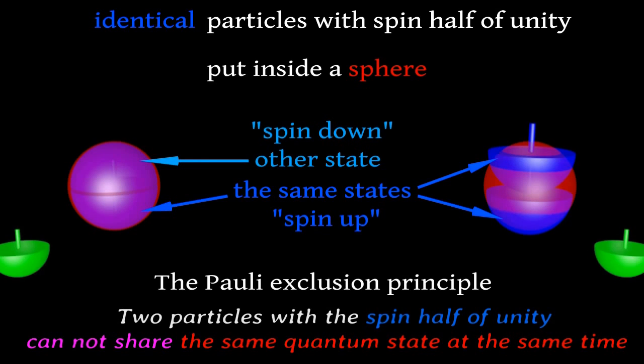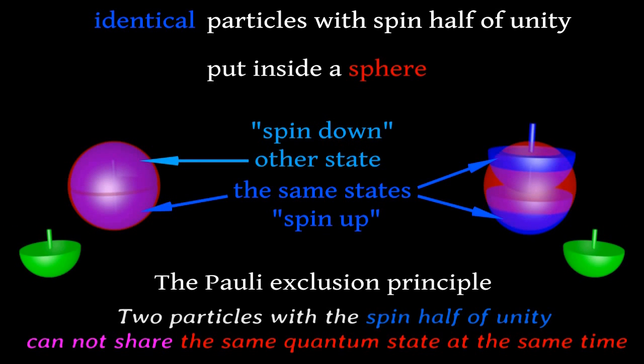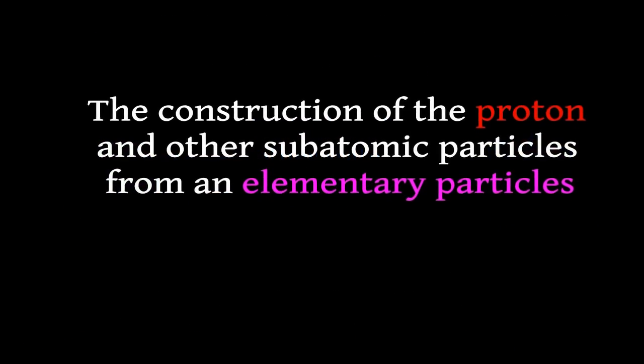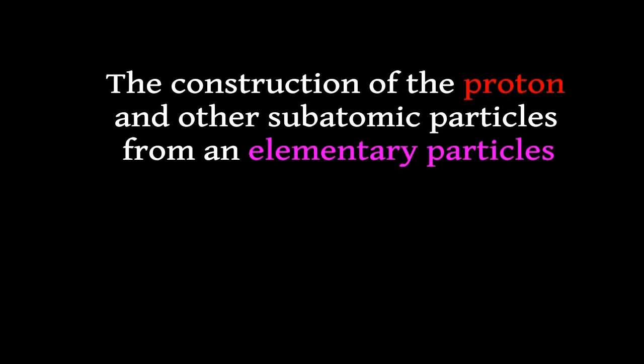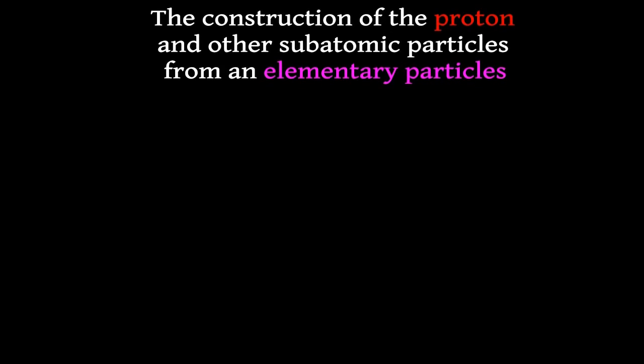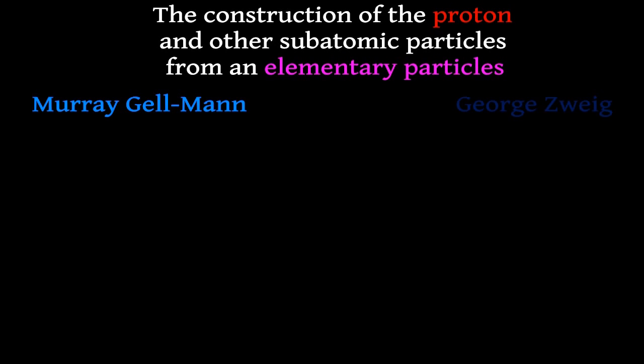If we take a different particle, it will not feel these particles and it can share the place with any of them. This procedure is nothing other than the construction of the proton and other subatomic particles from elementary particles, which was proposed by Gell-Mann and Zweig in 1964.